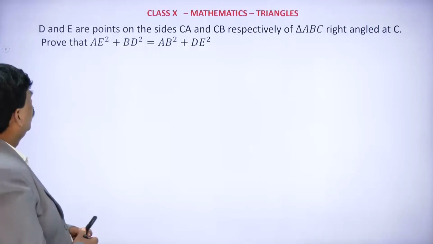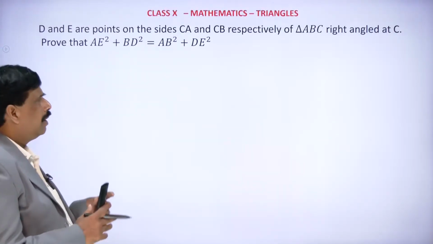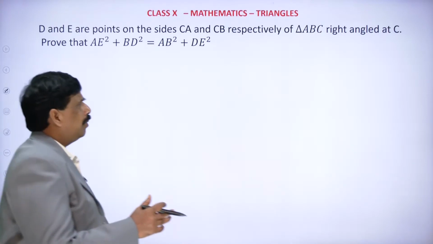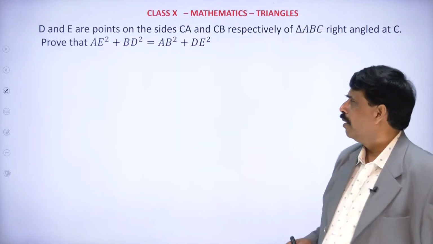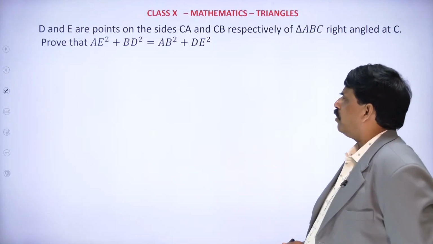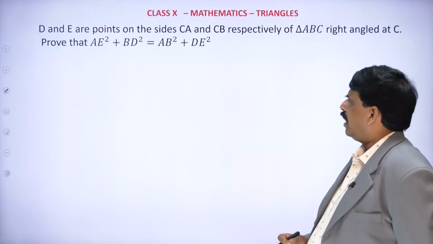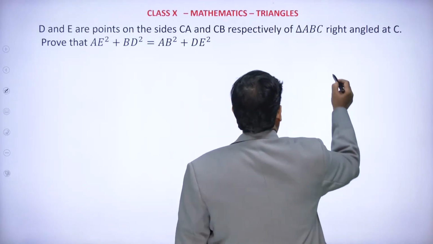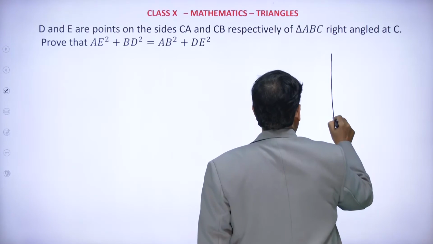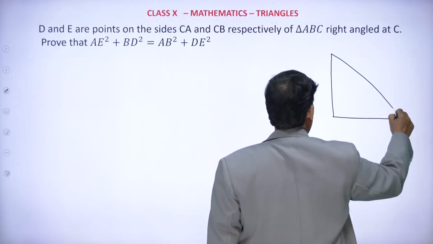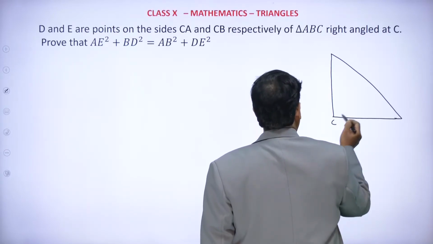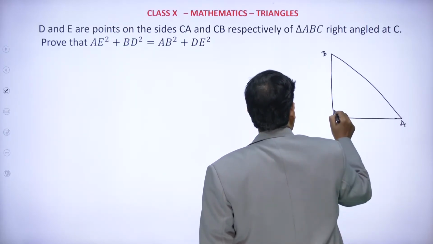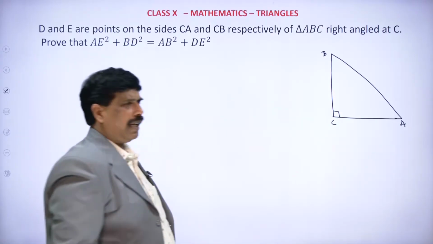D and E are points on the sides CA and CB respectively of triangle ABC, right angled at C. Prove that AE square plus BD square is equal to AB square plus DE square. See what is saying here. There is one right angle triangle ABC. Right angle at C. So this is a right triangle ABC.